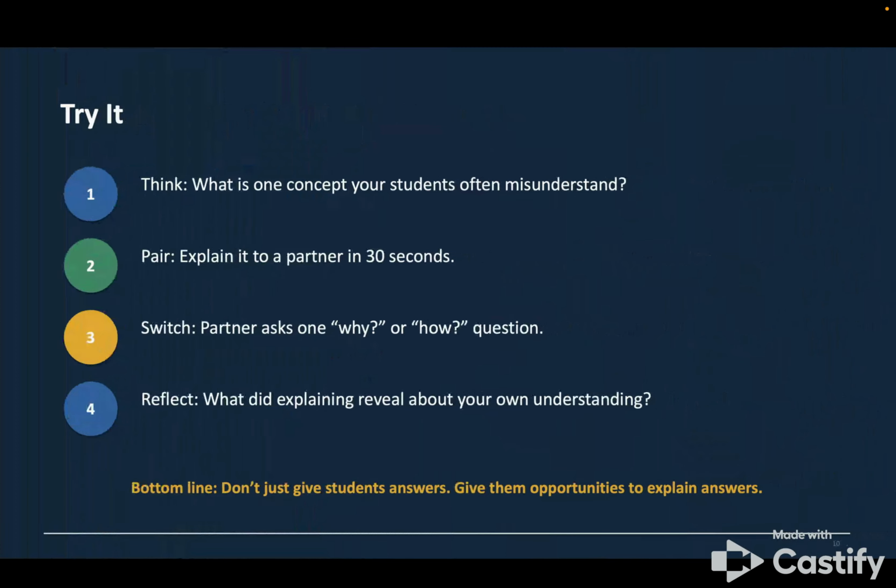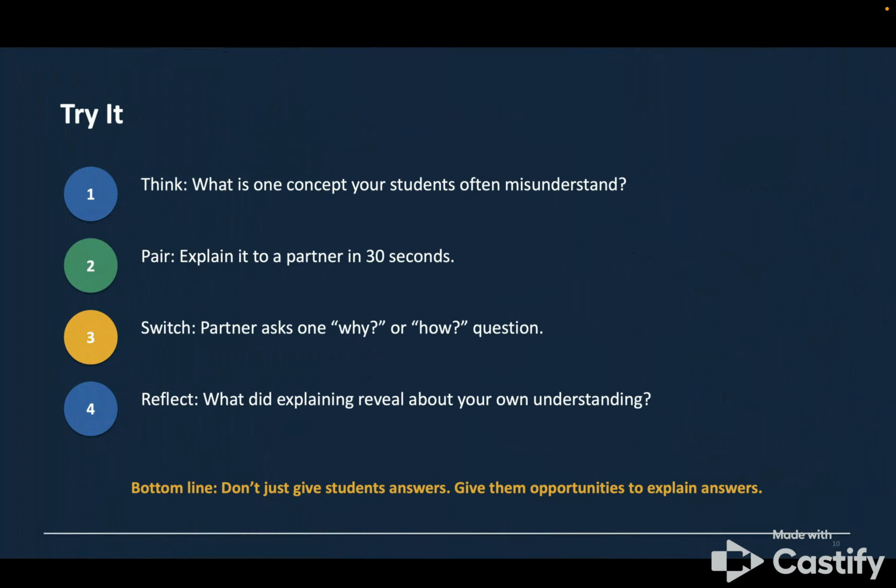So you should try it. Let's actually experience this for ourselves. Think about one concept that students frequently misunderstand. Maybe a math concept. Maybe it's a grammar rule. Maybe it's a Bible doctrine. Maybe it's something from science or history.